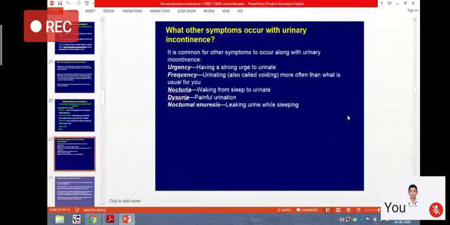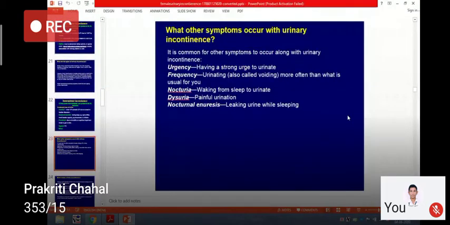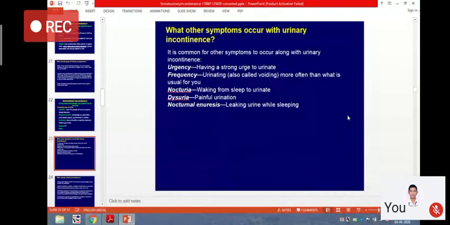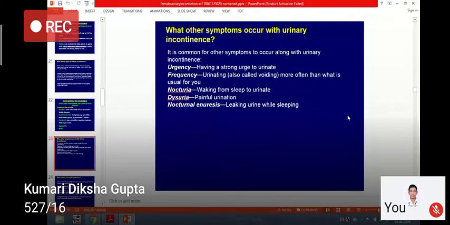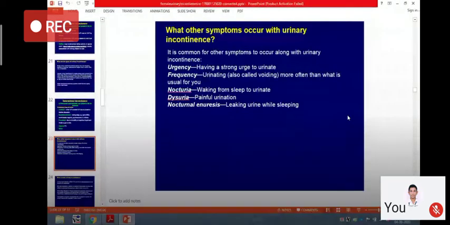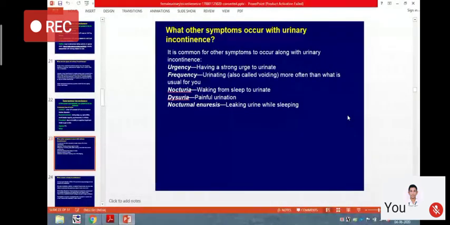Then comes the mixed type. What other symptoms can occur with urinary incontinence? Urgency, having a strong urge to urinate. Frequency, the patient urinating more often than usual. Then nocturia, waking from sleep to urinate. Dysuria, painful micturition. Nocturnal enuresis, leaking urine while sleeping.